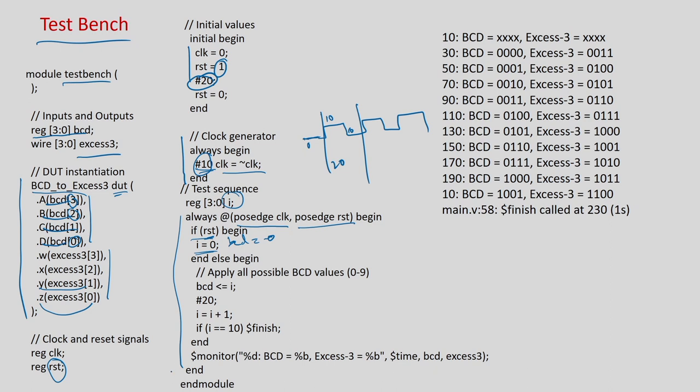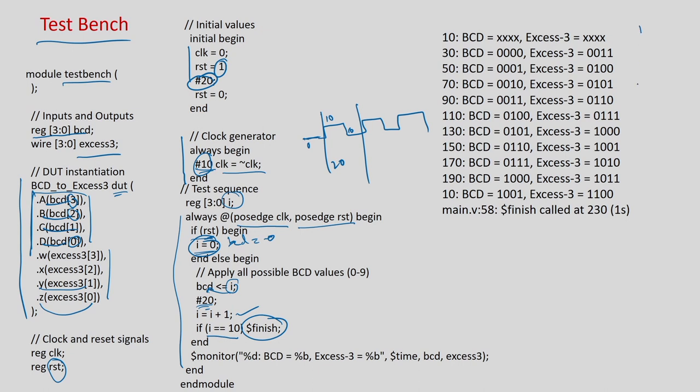Then I give the value of I to the BCD, and after every 20 units of time, that means the time of 1 clock, I do I plus plus, that means I increment the value of I. This process will go on, and once the value of I equals 10, I put $finish, then my simulation will complete. So effectively I start from 0, and every clock I increase the value by 1, then 2, then 3, and pass that value to BCD, because BCD is connected to this DUT. Whenever this BCD value becomes 1, that means 1 is going to the design. After the next clock, when BCD becomes 2, you are passing 2 to that converter module. This way I'll do it for 10 possible values, and cross check.